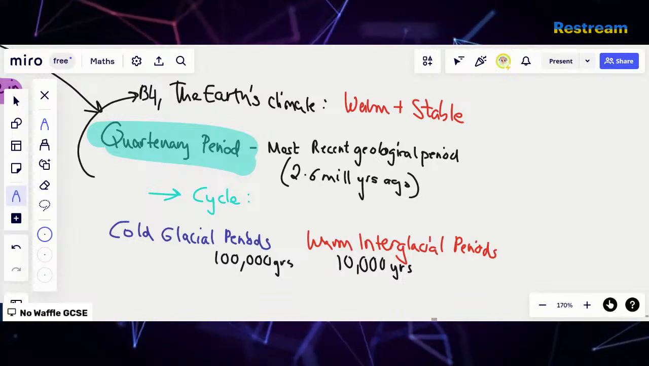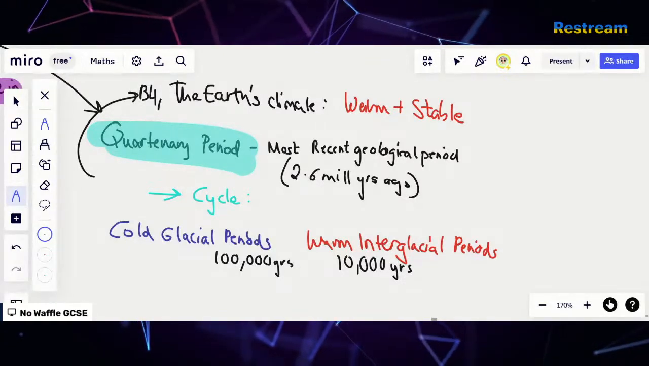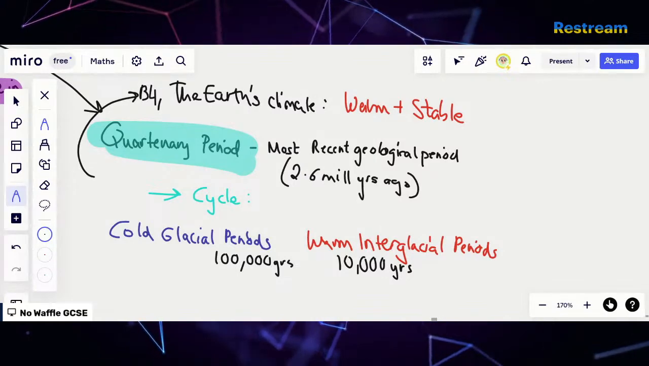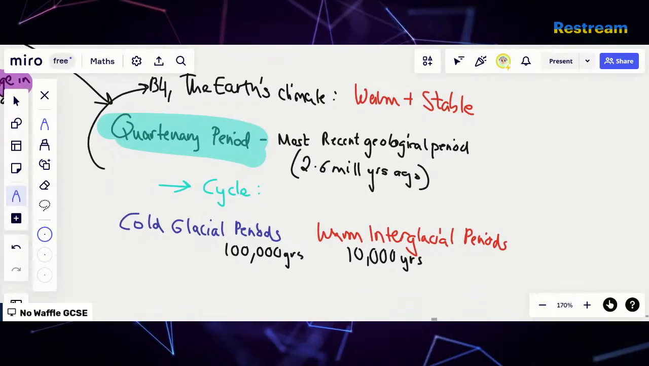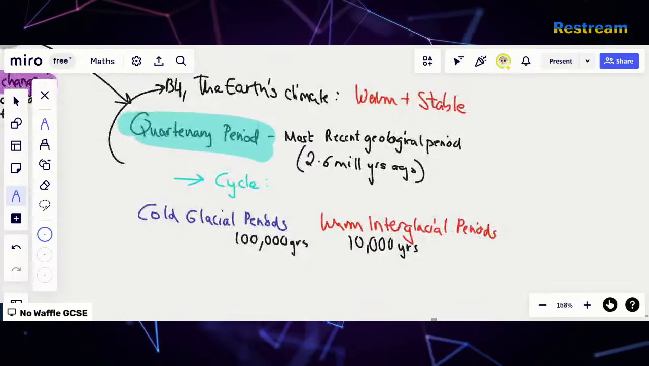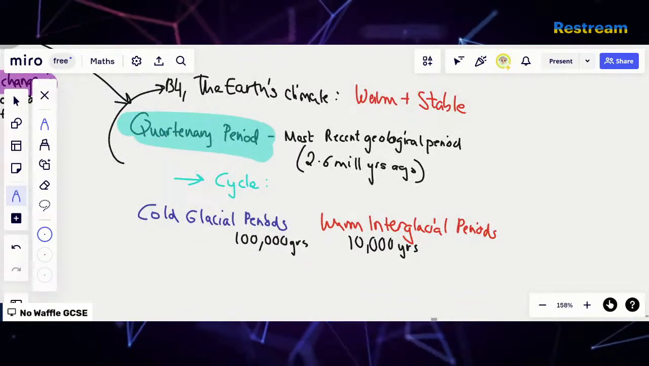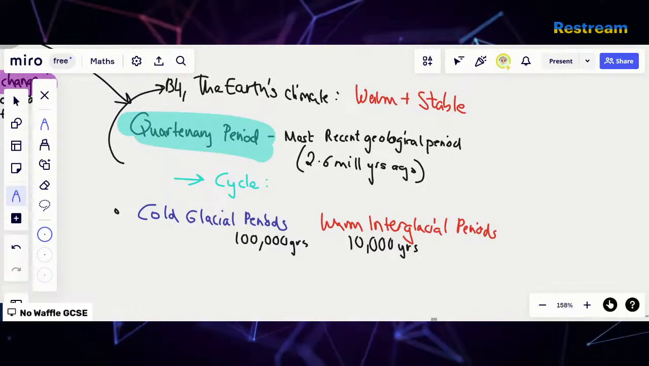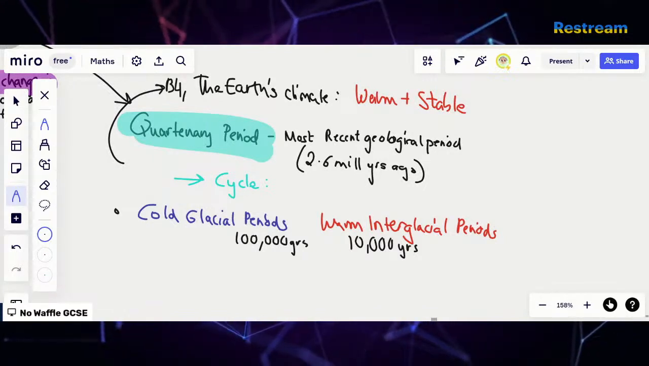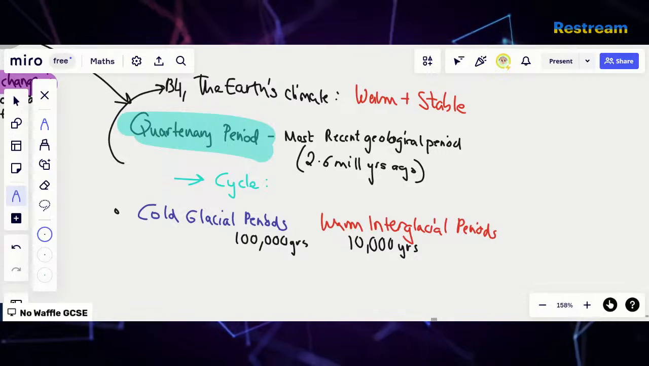Now, since the last glacial period, the climate has been warming. So what it's saying is global warming has caused a tiny effect in this Quaternary period, and that is the reason why people think that global warming is an issue.